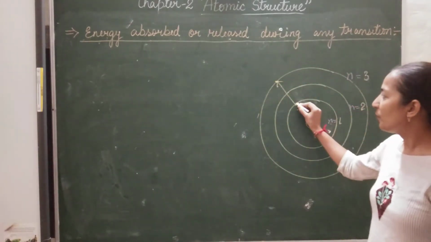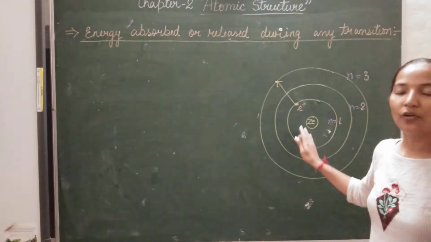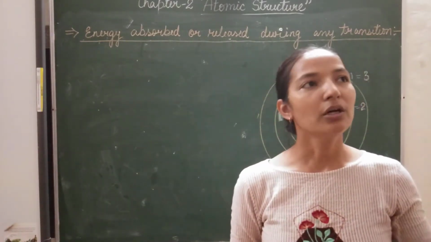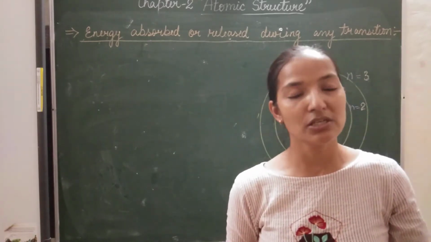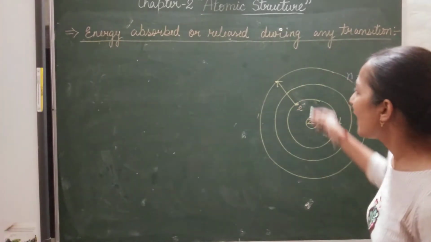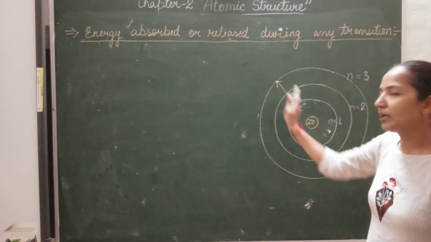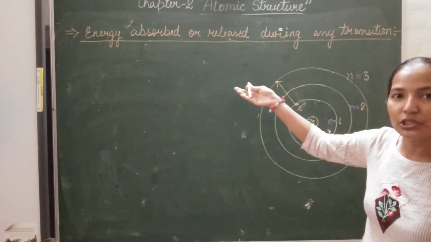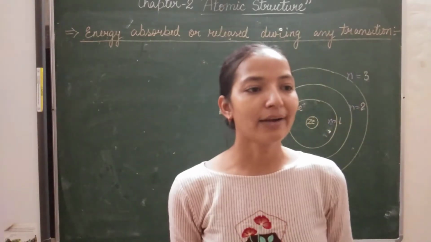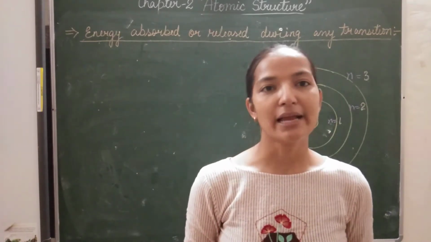Suppose here an electron is there. What happens whenever the electron is in its stationary state? It gets either excited to the next energy state or next stationary orbit by absorbing energy. Or whenever it is very far from the nucleus, at a very high stationary orbit, it emits its energy and comes back to the lower energy state. So the electron actually absorbs or releases energy during its transition.